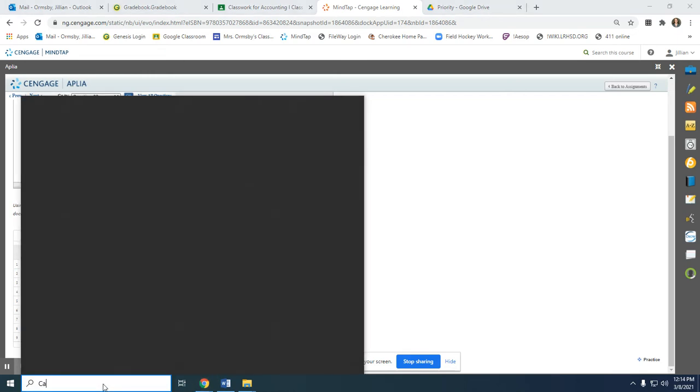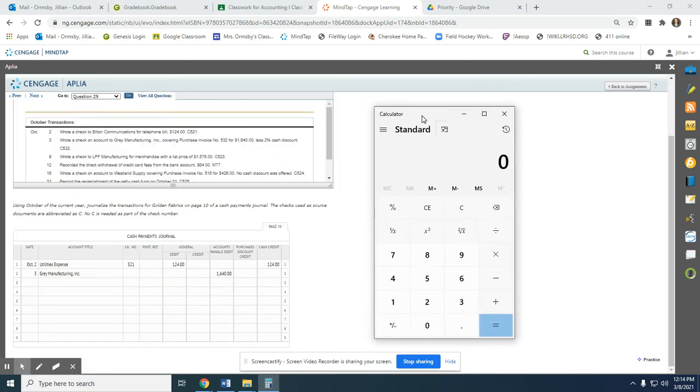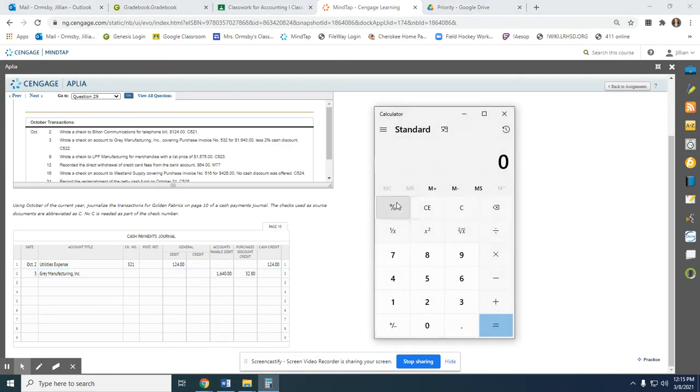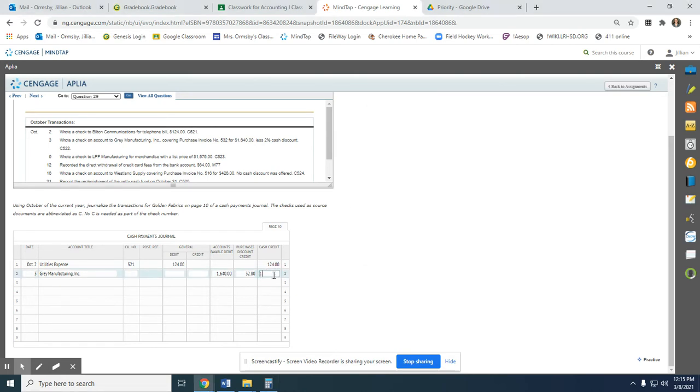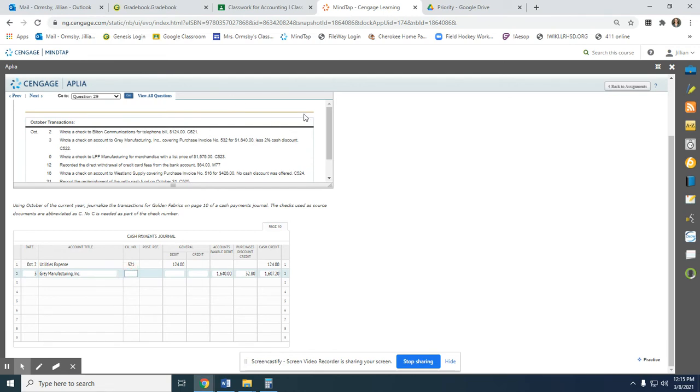But it's telling us that we received a 2% discount. So we have to figure out what that 2% discount is. We're going to take 1,640, multiply it by 0.02. That's 2%, and that's going to give us 32.80. That is the amount of our discount. Next, we're going to subtract it, so 1,640 minus 32.80 equals $1,607.20. And then we put our source document, so 522.